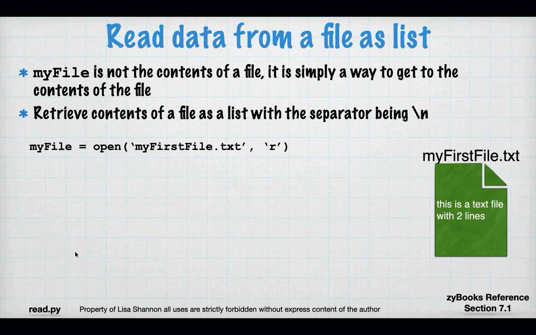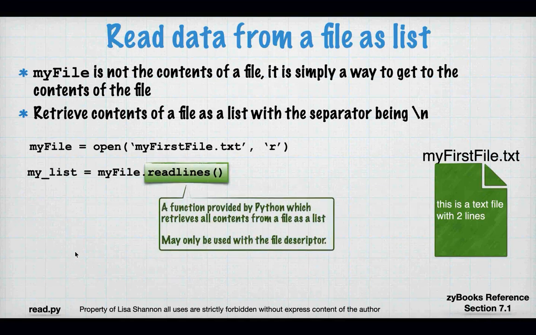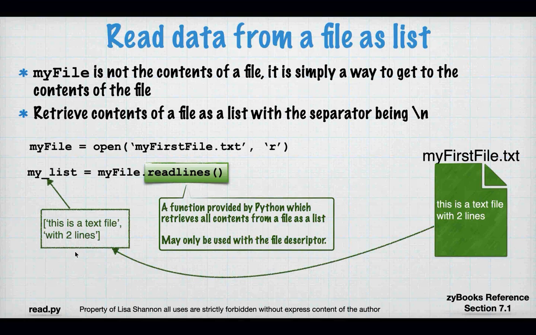Okay. So we're going to read a file as a list. Last slide, we were just getting everything from that file. This slide, what we're doing is we're reading the contents of a file as a list, with the separator being the new line. Well, this is not hard, because Python gives me a function called readLines. That is the only job of this function. It is to read things from a file and put them into a list. And that's what this will do. And we'll go out and look at read.py in just a second. So that's what readLines does. It puts it into a list, which makes it easier for you to handle it.